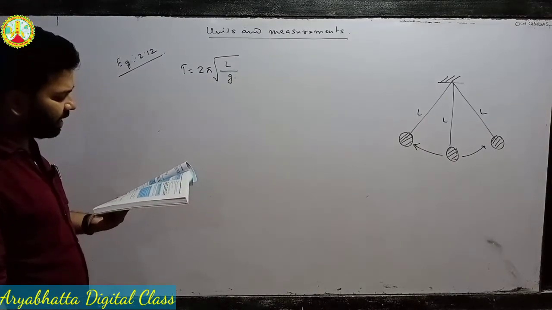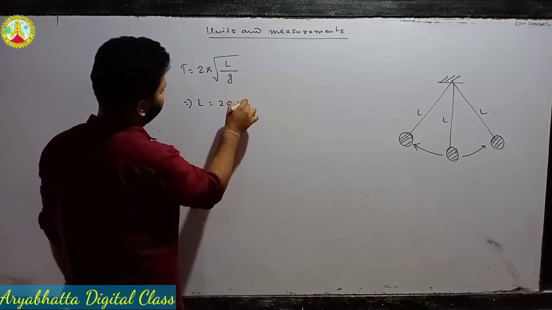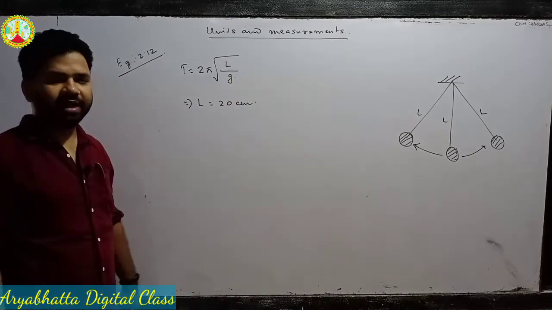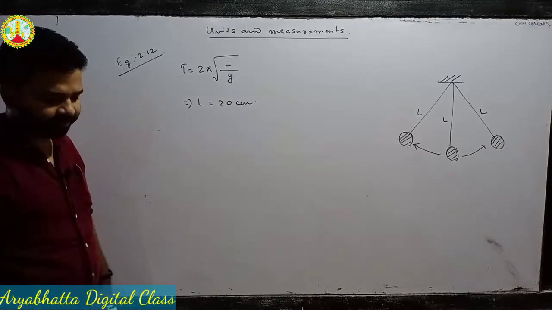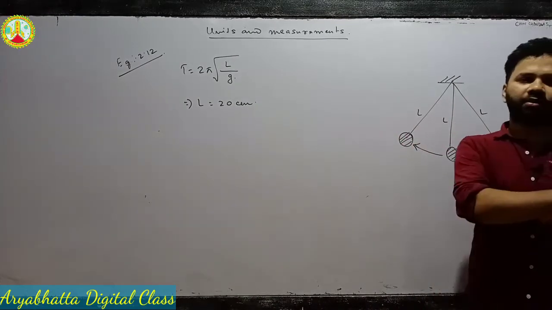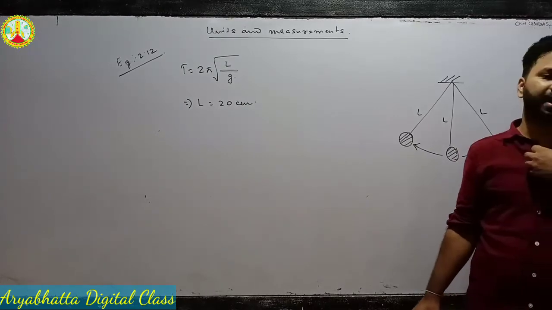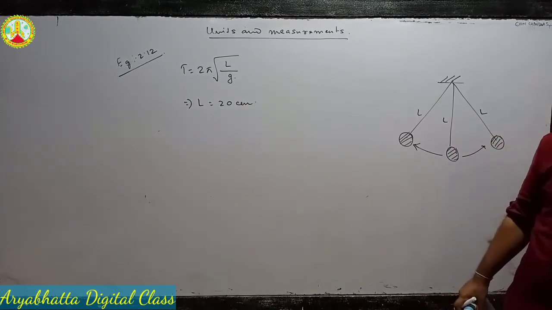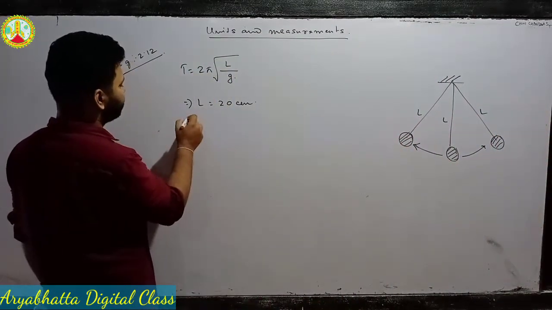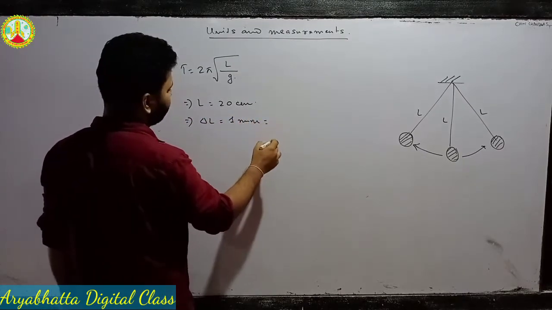Now look, the measured value of L is 20 centimeter. The measured value of L is 20 centimeter, known to 1 millimeter accuracy. So what is the accuracy? Accuracy is 1 millimeter. When we discussed accuracy and precision, I told you what this means: the maximum error is equal to 1 mm. So here delta L, the accuracy, is given as 1 mm.